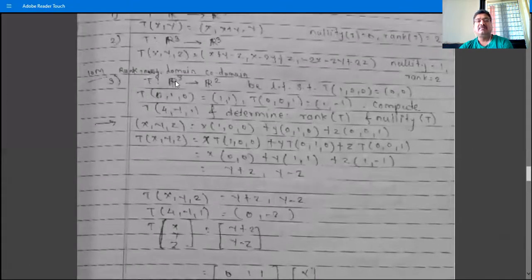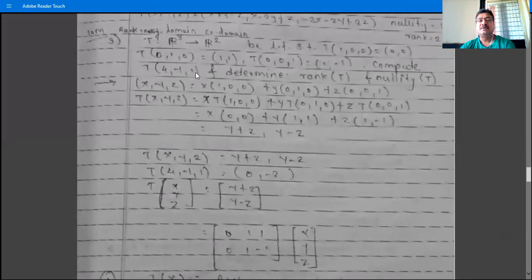So this is an example in which the linear transformation's direct definition is not given. What is given? T from R3 to R2, the linear transformation defined by T(1, 0, 0) is (0, 0), T(0, 1, 0) is (1, 1), and T(0, 0, 1) is (1, minus 1). What is the example? Compute T of (4, minus 1, 1) and determine rank and nullity.